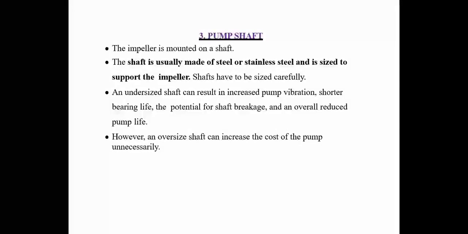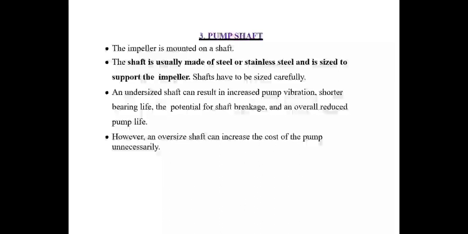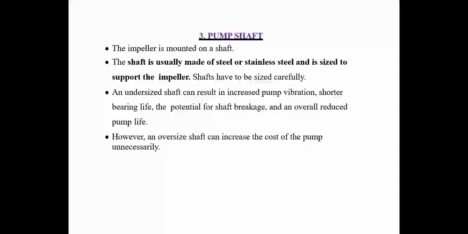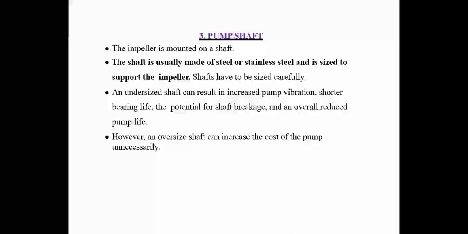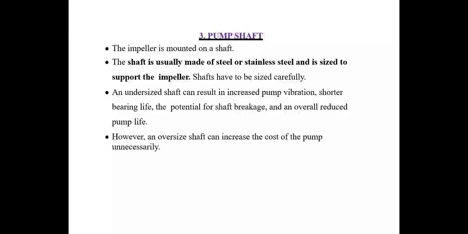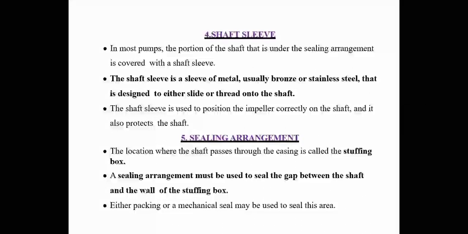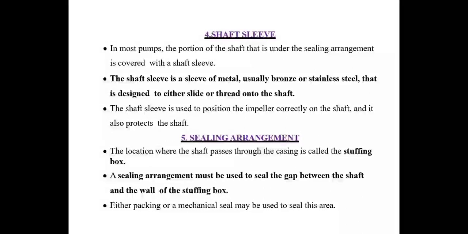And the third part is the pump shaft. We are now moving on to the mechanical end. The impeller is attached to a shaft, and that shaft is known as the pump shaft. It is made of steel or stainless steel, and the size of the shaft will match the impeller. The next part is the shaft sleeve. The shaft sleeve is made of metal, mainly bronze or stainless steel. The sleeve is used to place the impeller at the correct position.